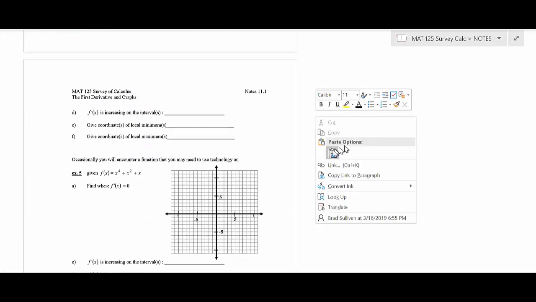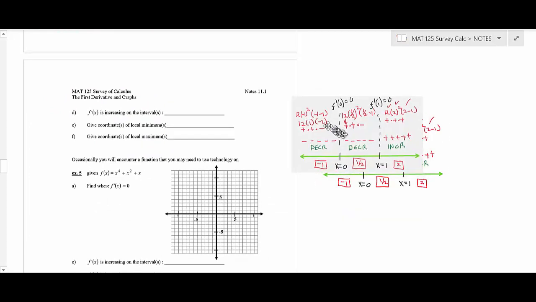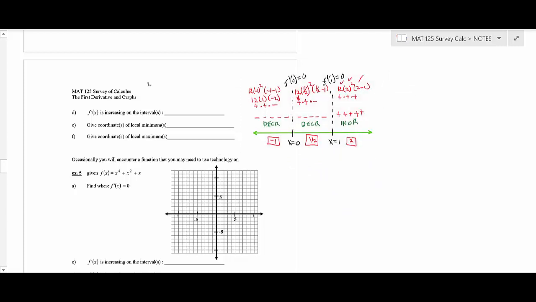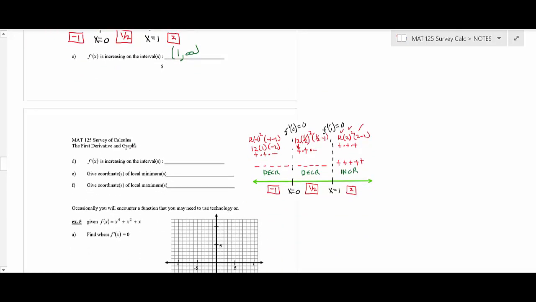Well, paste. Here's my sign chart. The sign chart's going to tell you everything that you need to know to answer this question. I think I meant for this next one to be decreasing. I didn't change that on my handout. So let's see, where are we decreasing? That would be negative infinity to 0 and then 0 to 1.